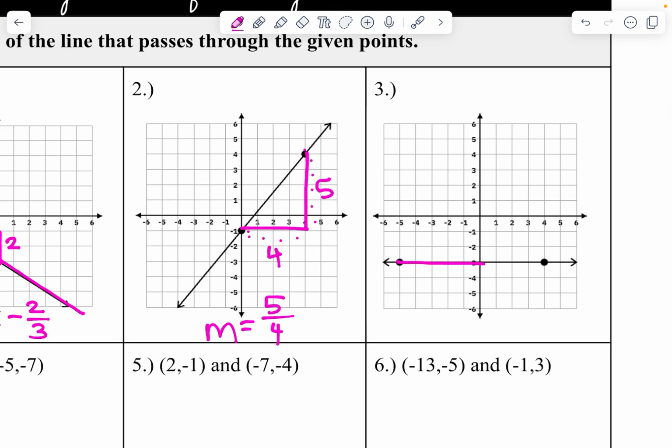This line is flat. It's horizontal. It does not have any change in y, so the slope here is 0. Horizontal lines have a slope of 0 always.